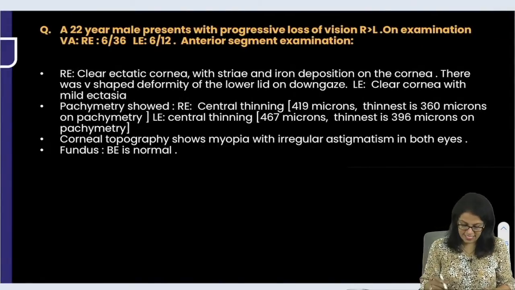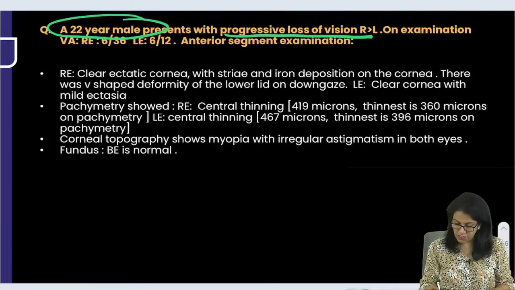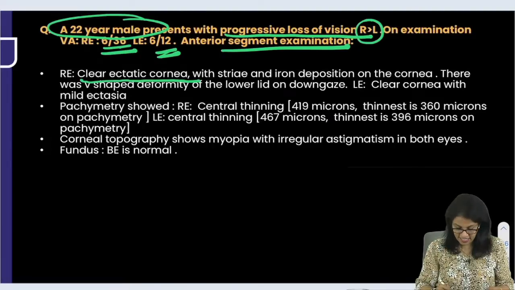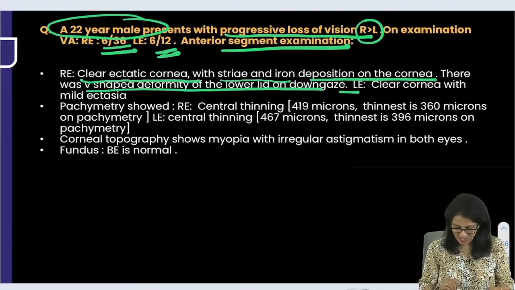Let's see what this question says. A 22-year-old male presenting with progressive loss of vision, right more than left. On examination, right is 6/36, left is 6/12. Anterior segment examination is showing, this is so easy, a clear ectatic cornea with stria, iron deposition on the cornea, and V-shaped deformity of the lower lid on down gaze. So what are we talking about?